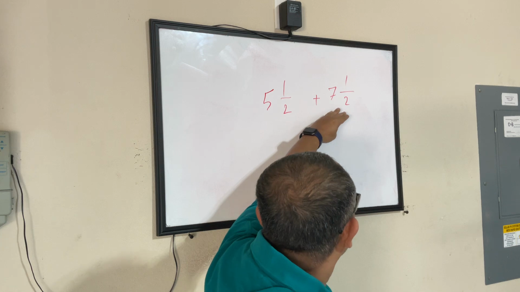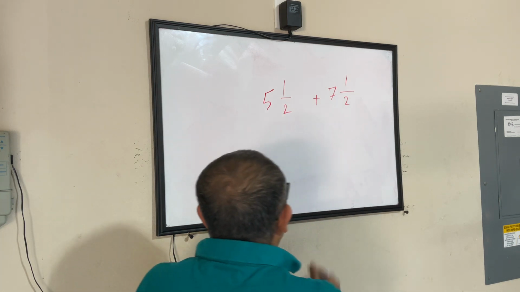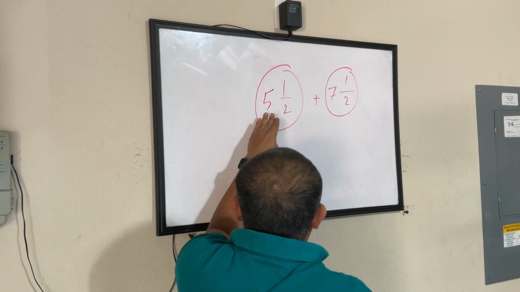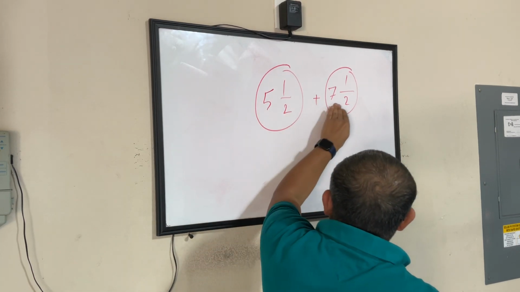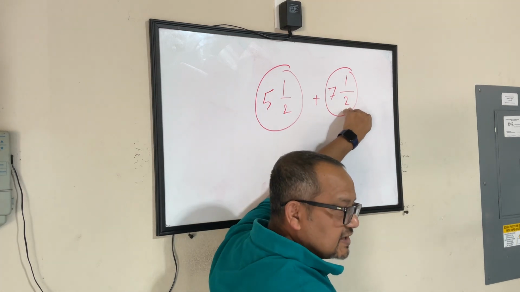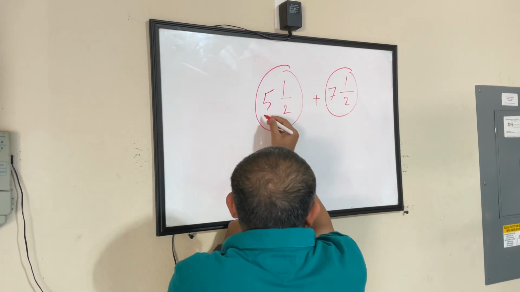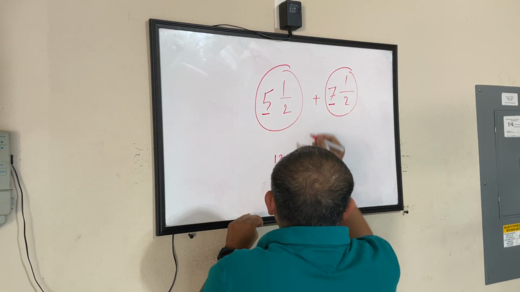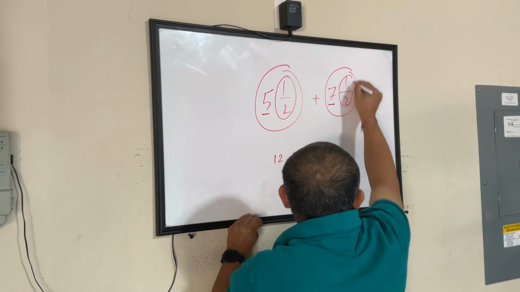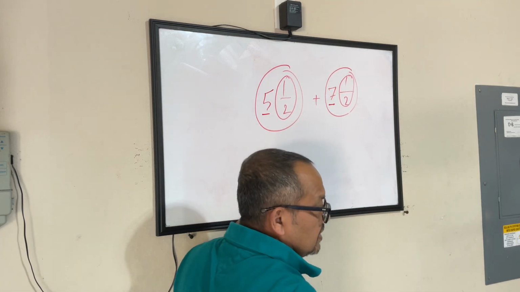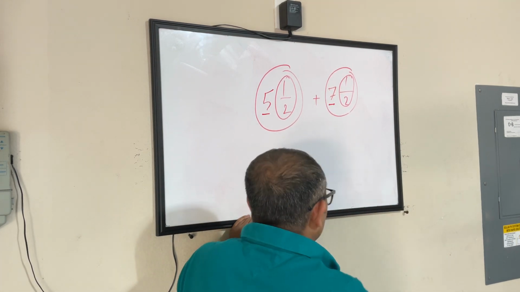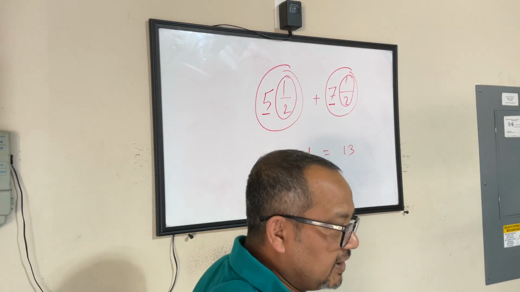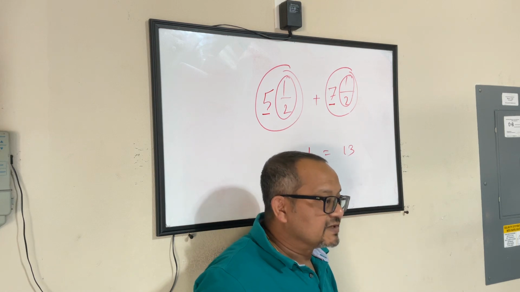Now here, what is the situation we have here? 5 1 by 2 plus 7 1 by 2. 5 plus half, 7 plus half. Is that the right way to look at it? Now 5 plus 7, I know that it is 12, plus 1 half and 1 half. 2 halves give you how much? 1 whole. That's what everybody gave as an answer.